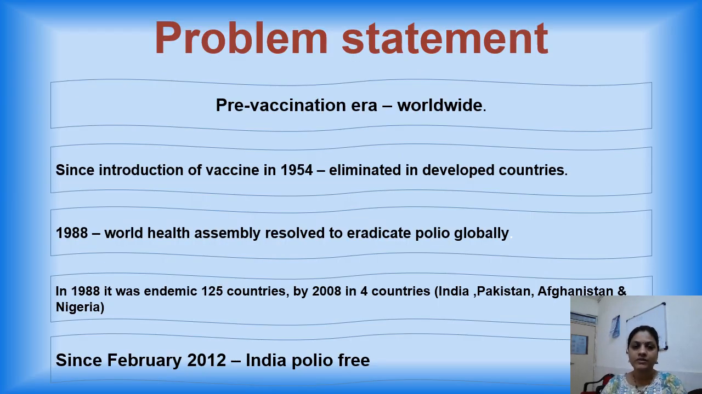Now the problem statement. Polio in the pre-vaccination era was present worldwide. Cases were reported from all the different countries. In 1988, the World Health Assembly resolved to eradicate polio globally. In 1988, it was endemic in 125 countries, and by the time we reached 2008, it was limited to only 4 countries, that is India, Pakistan, Afghanistan and Nigeria. Since February 2012, India has been declared polio free.